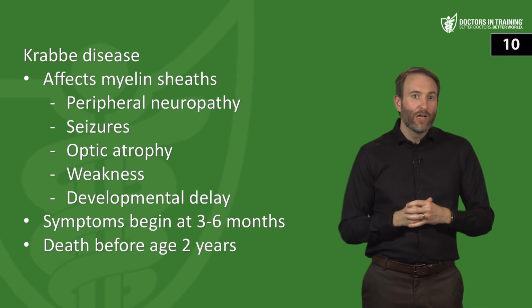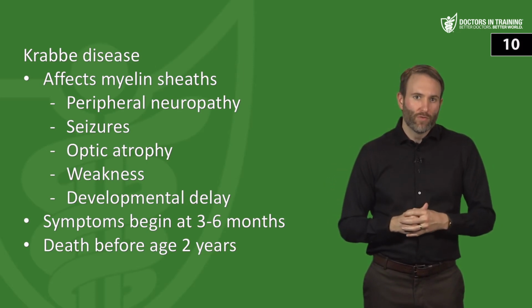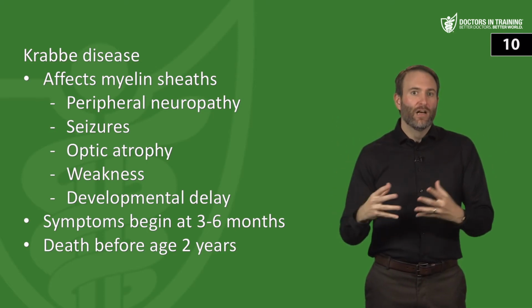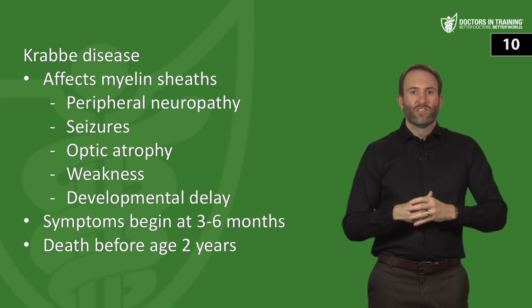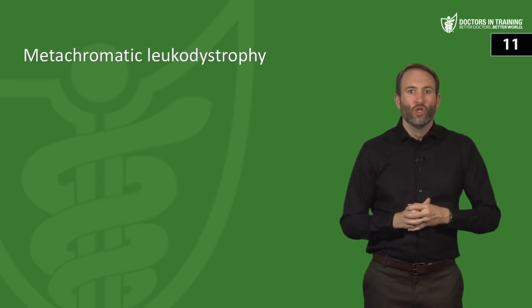Now this may not help you, but Krabbe makes me think of Zoidberg from the show Futurama. He was kind of a lobster dude from space, which makes me think of that galactic, which reminds me of the galactocerebroside. Moving on to the metachromatic leukodystrophy.